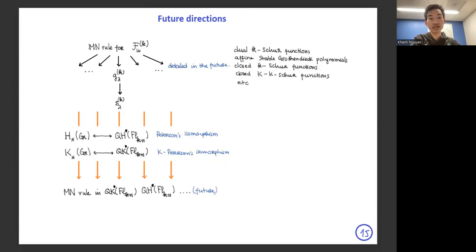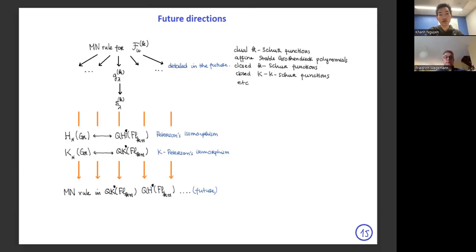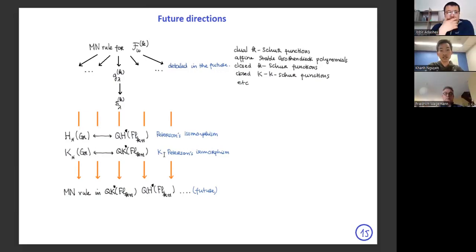Now the second direction is to translate the Murnaghan-Nakayama rule for FWK here to the Murnaghan-Nakayama rule in quantum K-cohomology of flag variety or quantum cohomology of flag variety through the Peterson isomorphism and K-Peterson isomorphism. So the Peterson isomorphism is an isomorphism between homology of affine Grassmannian and quantum cohomology of flag variety. And the K-Peterson isomorphism is an isomorphism between K-homology of affine Grassmannian with quantum K-cohomology of flag variety.